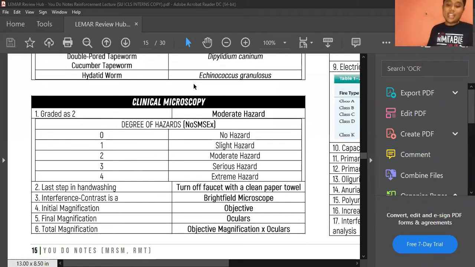Next, of course, magnification. Initial magnification, you have the objective. So question: which of the following provides the initial magnification of an image in the microscope? Of course, that is your objective. Final magnification is in the oculars. Remember, your light passes first through the objective, and then followed by the oculars. Total magnification is objective magnification times ocular magnification, which is always 10x. So total magnification for LPO, 10 times 10 is 100. For HPO, 40 times 10 for 400. Okay, basic, alam na yan.